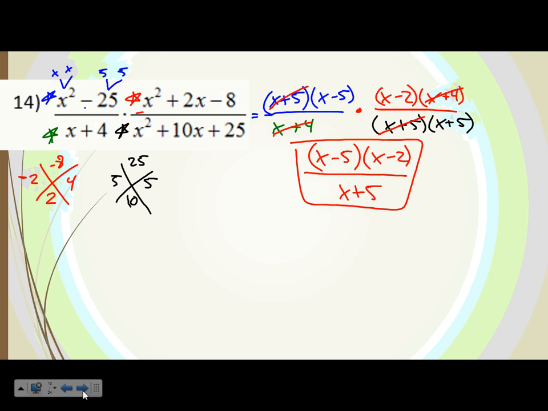Don't forget your excluded values. X cannot be equal to negative 4 for this one, negative 5 for this one, and negative 5 for this one, which means you really only have to write it down once. If you write it down twice, that's fine. But we already said x couldn't be negative 5, so you're not going to do it twice.